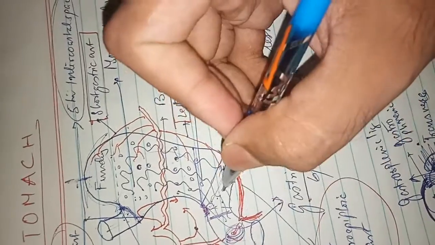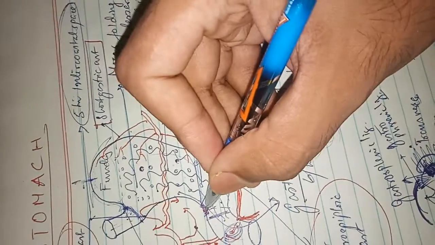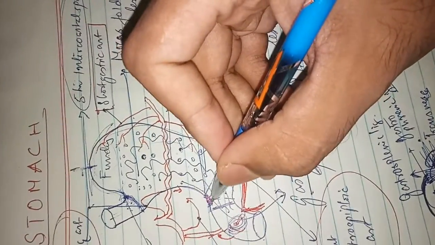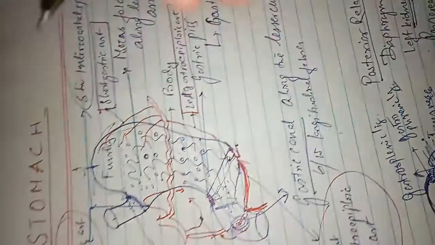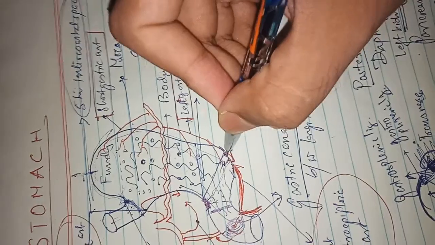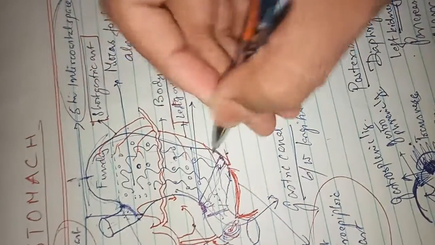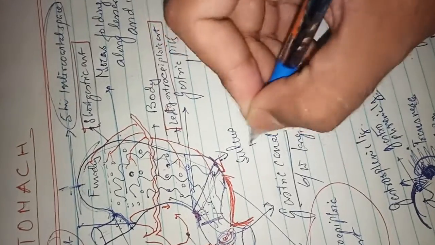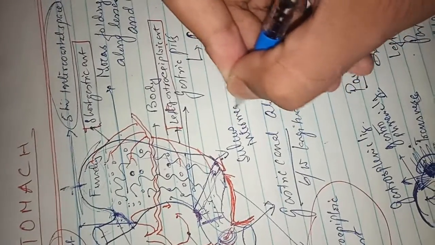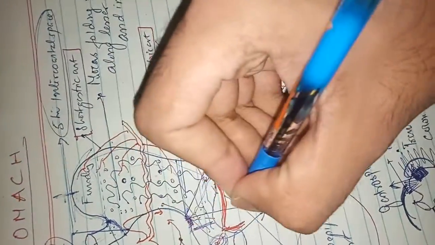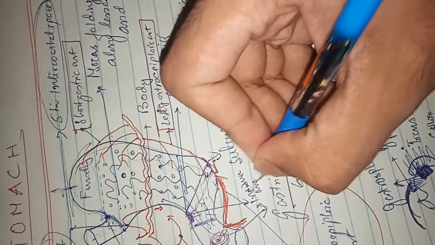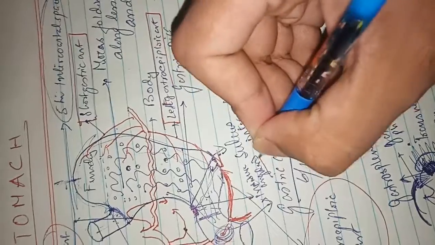Now there is the pylorus part. This is the lesser curvature, and this is the greater curvature of the stomach. On the lesser curvature there is the incisura angularis, and on the greater curvature there is the sulcus intermedius.